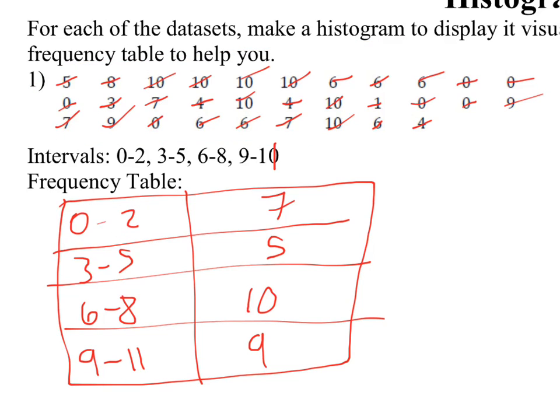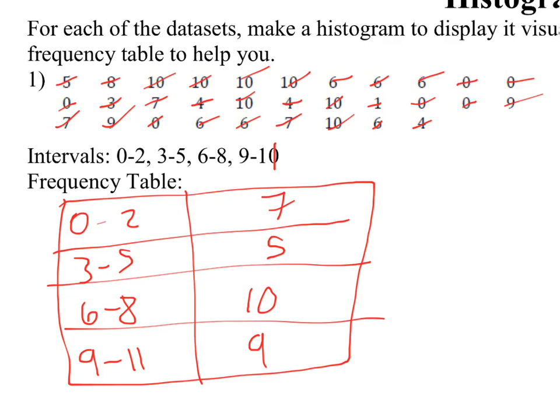And so if you look through here, there are 7 numbers that go from 0 to 2, and then 5 that go from 3 to 5, 10 that go from 6 to 8, and then 9 of them in there that go from 9 to 11.